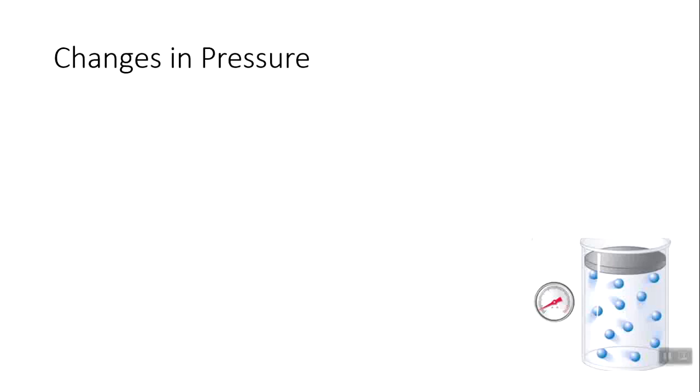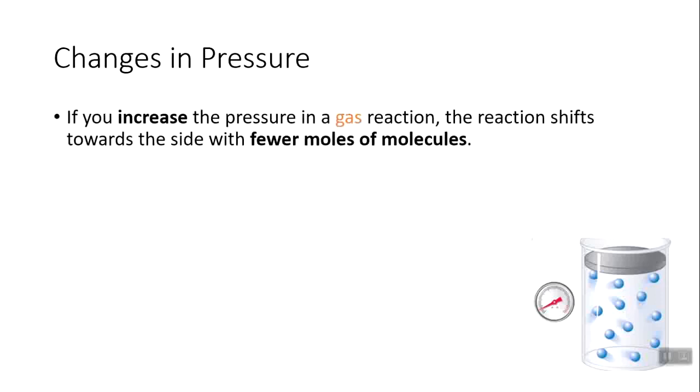The last stress we're going to talk about is pressure. And remember that pressure has to do with gas molecules. When gas molecules collide with each other and the walls of the container, it creates pressure. So if you increase the pressure in a gas reaction, the reaction shifts towards the side with fewer moles of molecules. So take a look at this example.